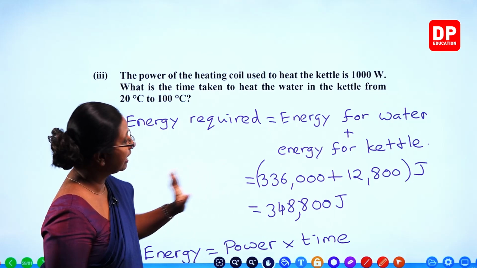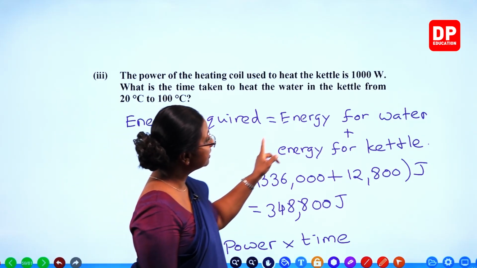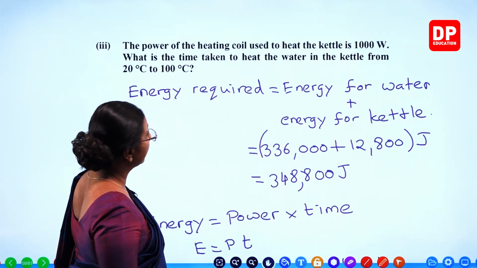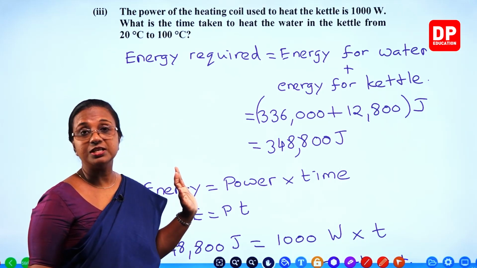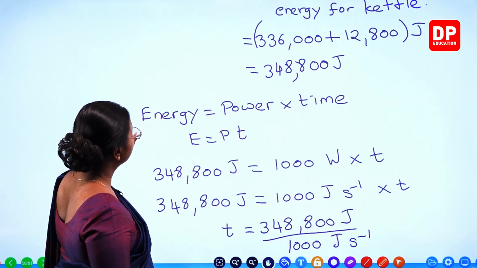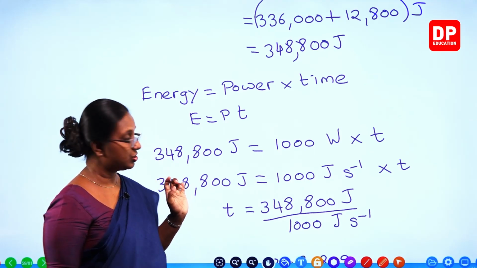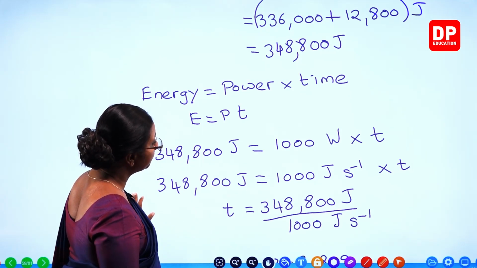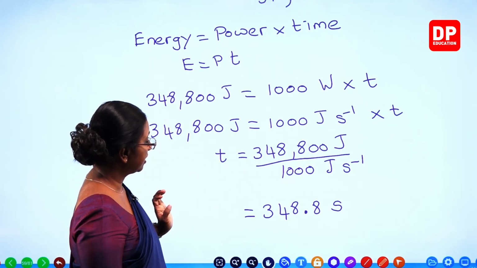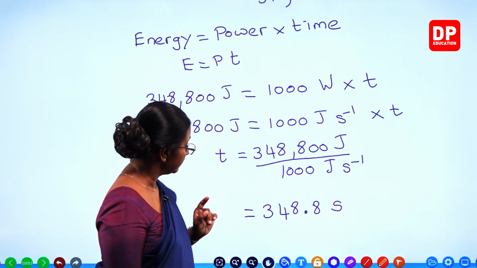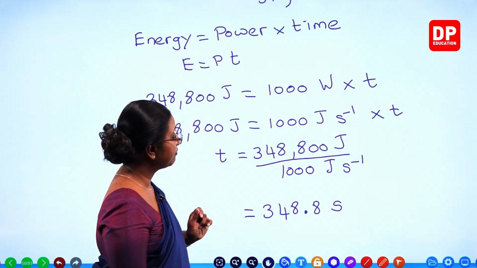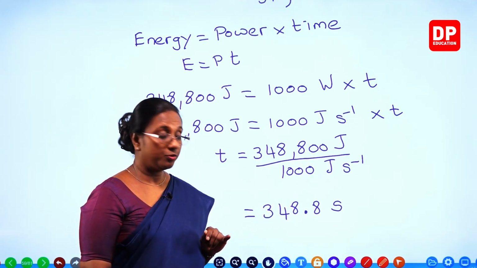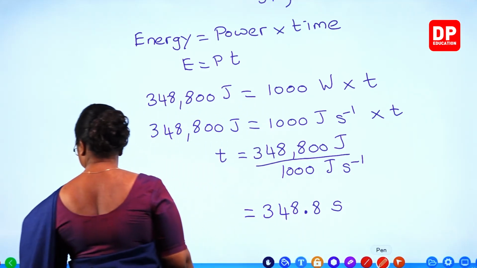So we calculated the energy before that. You need to add the energy needed to heat water as well as the kettle. So when you add them together, you get the answer as 348,800 joules. Then you know the equation, energy equals power into time. In that, if you substitute and rearrange, time is equal to 348,800 joules divided by 1000 joule per second. You get the answer as 348.8 seconds. Is that okay, students? So with that, I'll move on to the next part of the question.